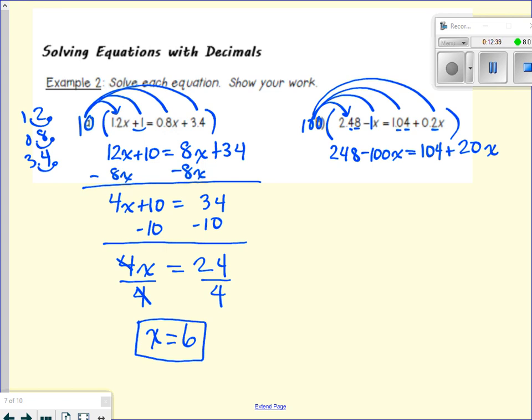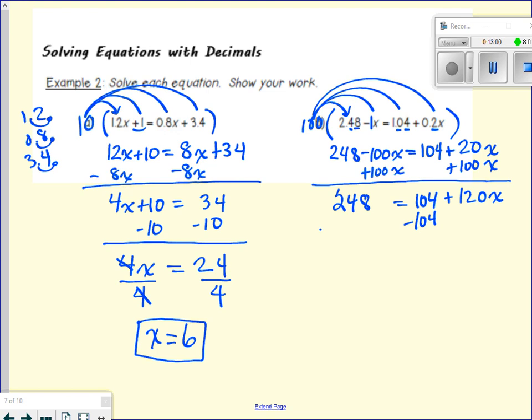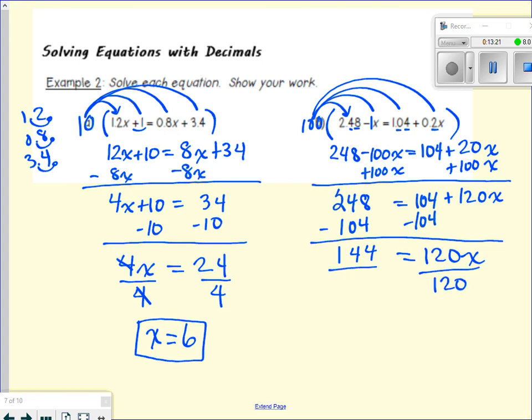I'm going to add 100x to both sides. And we are left with 248 on the left, and on the right, we have 104 plus 120x. We're going to subtract 104 on both sides, move our constants to the other side. We're going to separate our constants and the variable. All right, and we have 144 equals 120x. And we're going to divide by 120 on both sides.